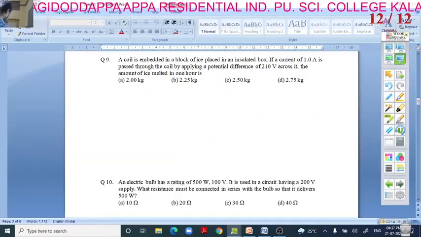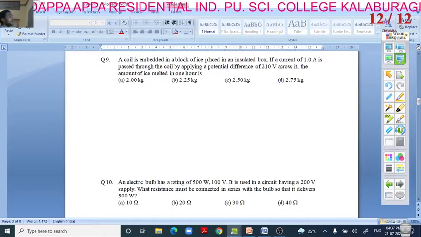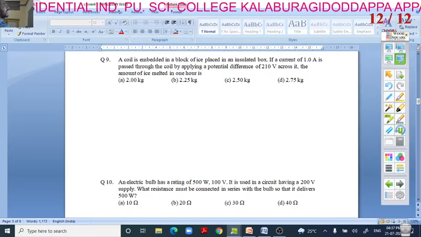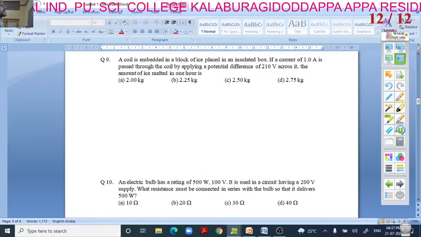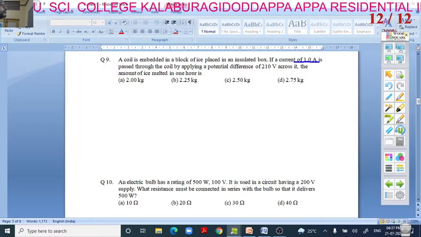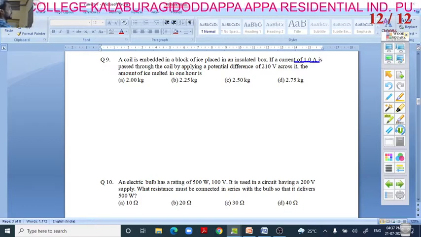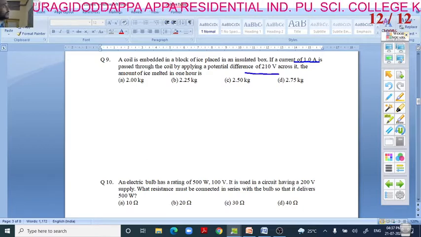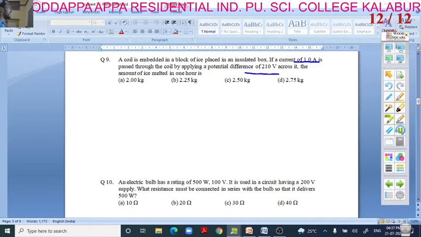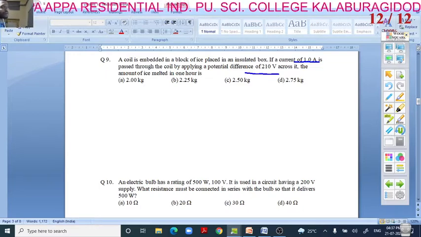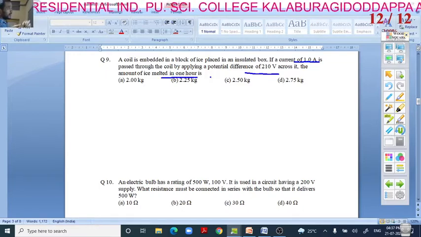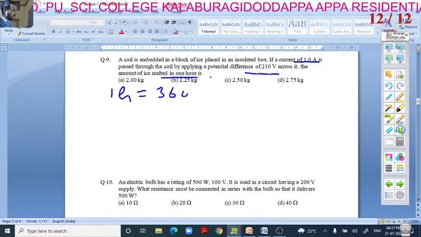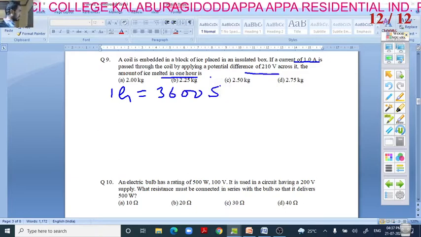Okay, ninth one. A coil is embedded in a block of ice placed in an insulated box. If a current of 1.0 ampere is passed through the coil by applying a potential difference of 210 volt across it, find the amount of ice melted in 1 hour. 1 hour is equal to 3600 seconds. Okay, this is given.